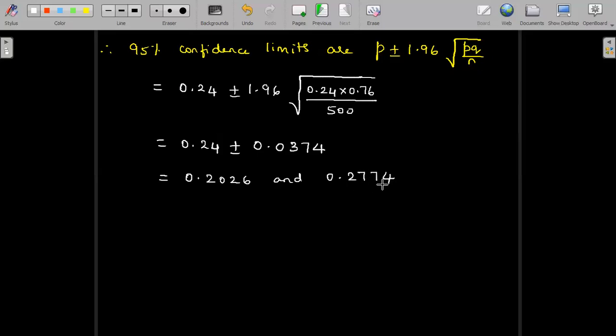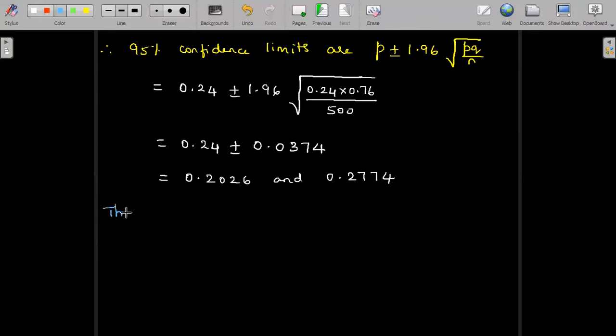We will get 27.7, no? We can round it off to 28%. So approximately 20% to 28% proportion of heads turns up in infinitely many tosses under 5% level of significance. So we can write the conclusion now.